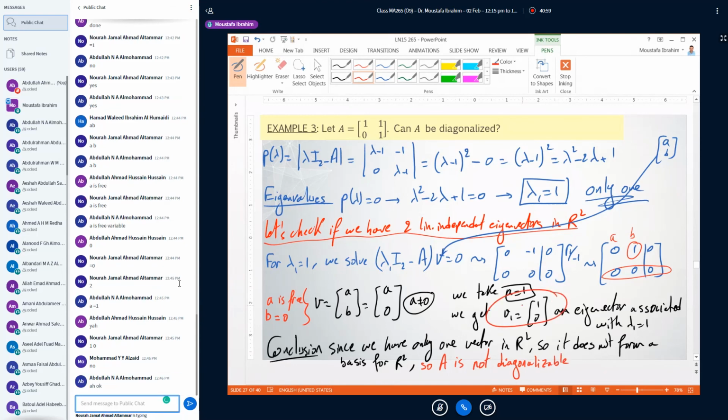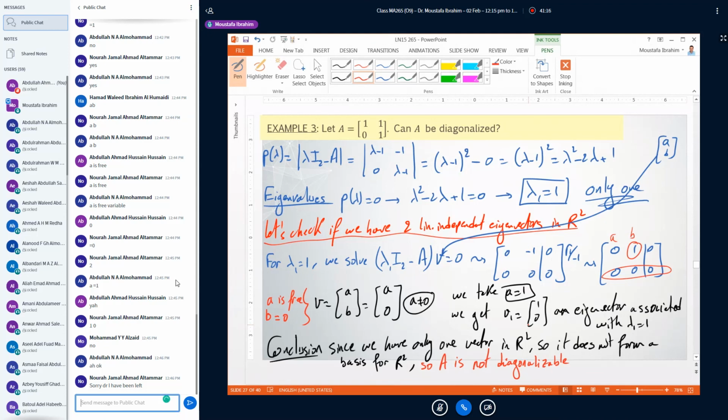So we have only one vector. We need two linearly independent. Here we have only one. It's impossible to have a basis for R2. Only with one vector, it's not a basis for R2. Why? Because the dimension of R2 is 2, which means we need two vectors to have a basis. No problem, Nora. You understand that, Nora?